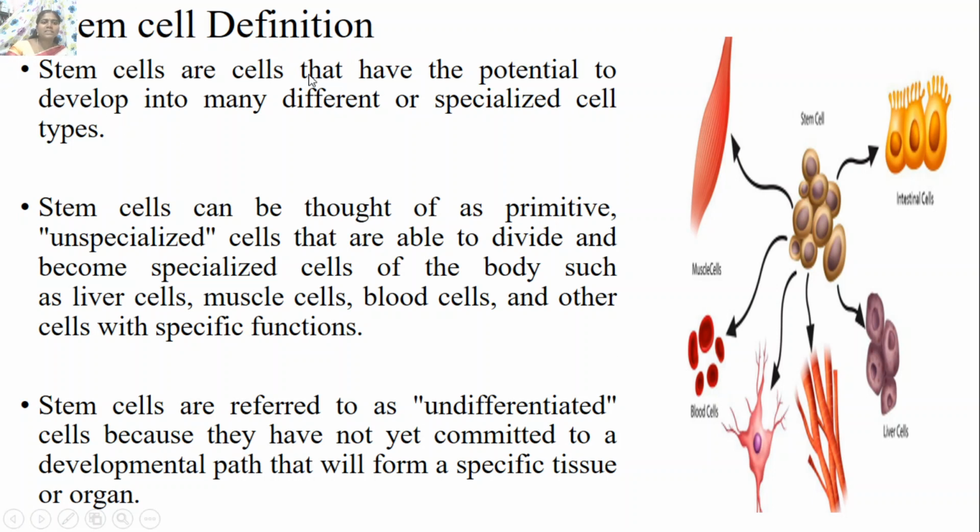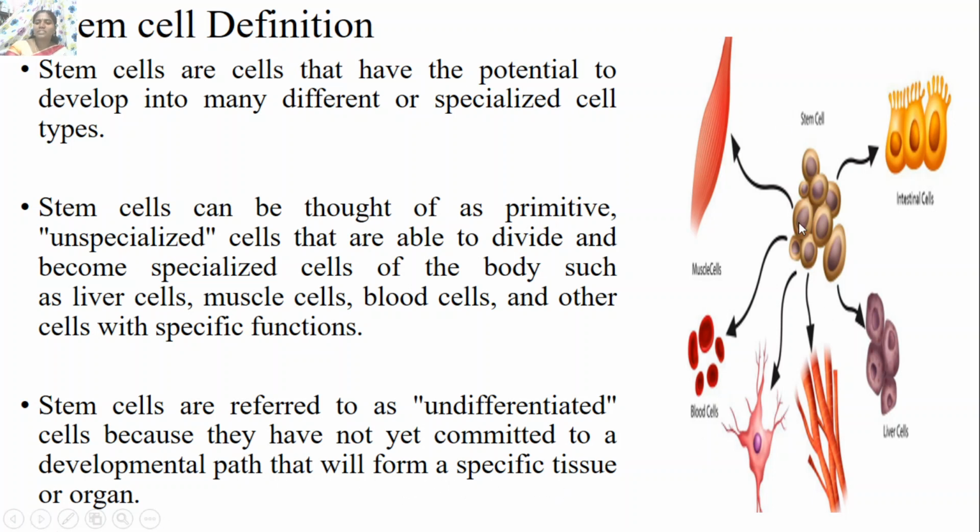The stem cells are the cells that have the potential to develop into many different or specialized cell types. The stem cells can be thought of as primitive unspecialized cells that are able to divide and become specialized cells of the body, such as liver cells, muscle cells, blood cells, and other cells with specific functions. The stem cells are referred to as undifferentiated cells because they have not yet committed to a developmental path that will form a specific tissue or organ.